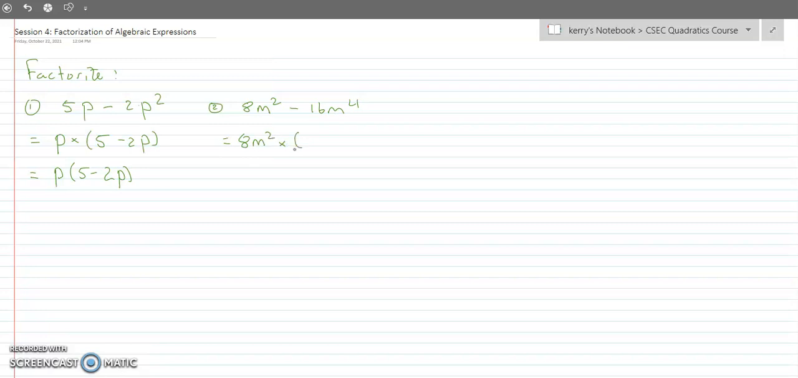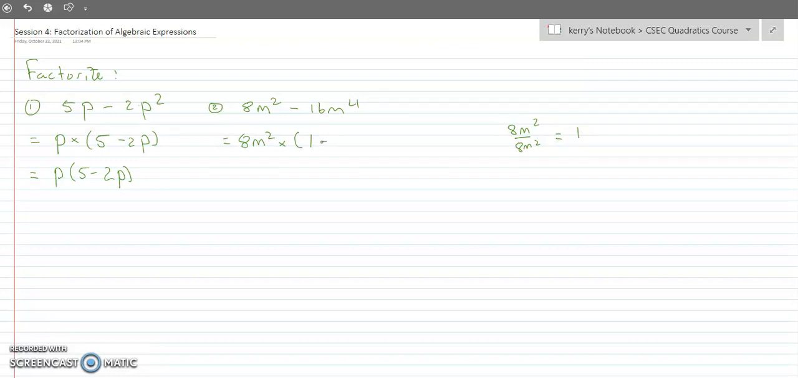So now 8m squared multiplied by what will give us back this? So we divide. 8m squared divided by 8m squared. Anything divided by itself is 1. So let me write that to the side. 8m squared divided by 8m squared. 8 divided by 8 is 1. M squared divided by m squared is also 1. So anything divided by itself is 1. So that's how we get 1 here.